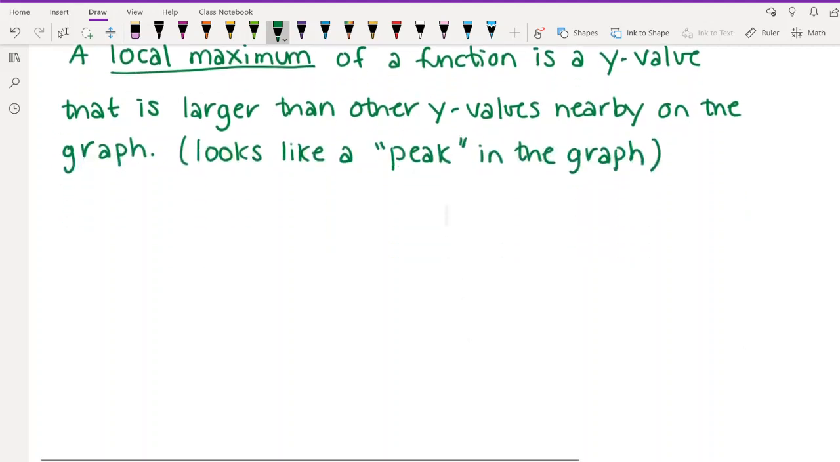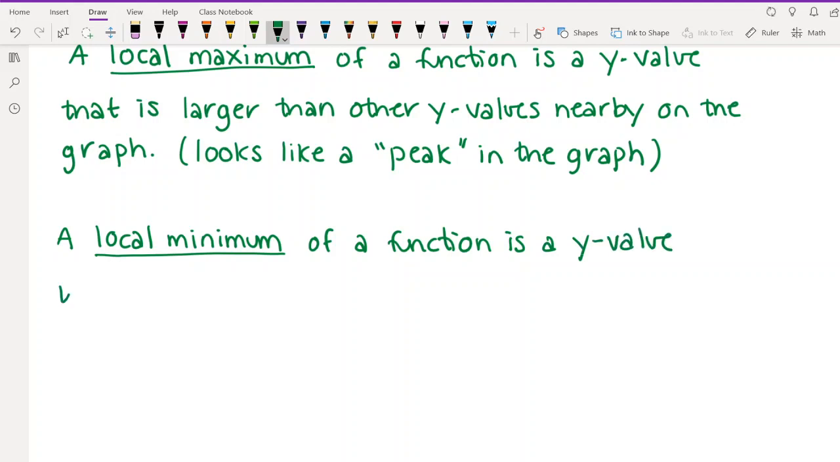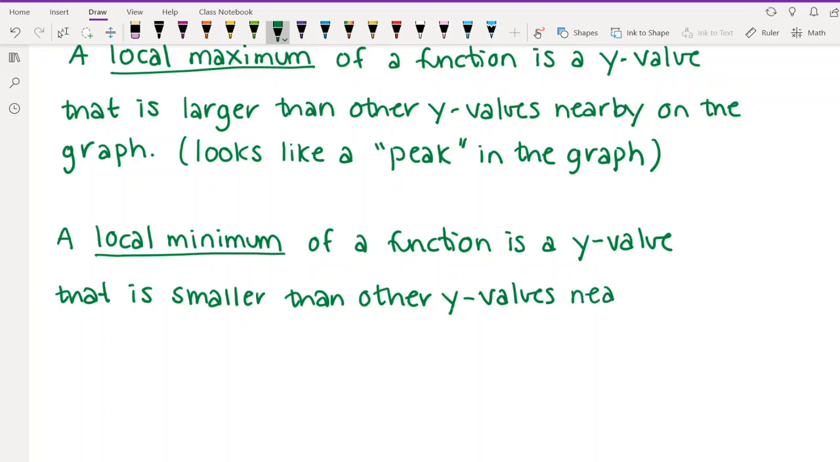So similarly, a local minimum of a function is a y value that is smaller than other y values that are nearby on the graph.